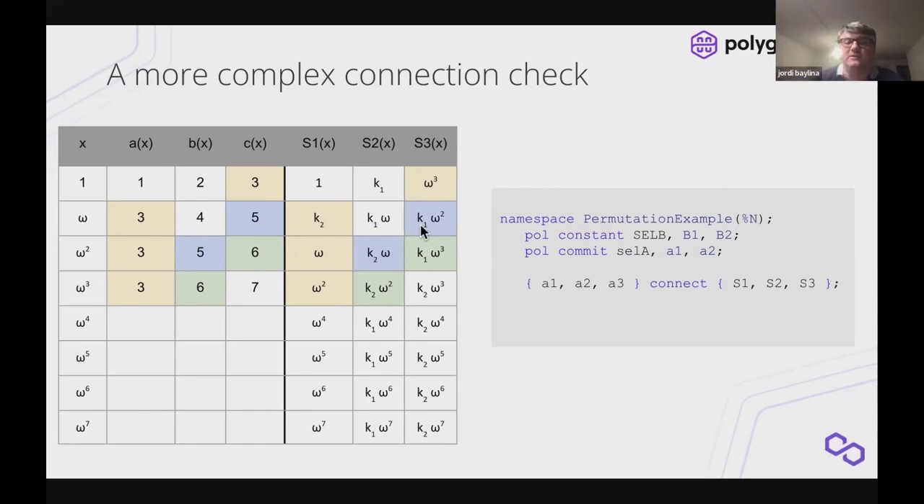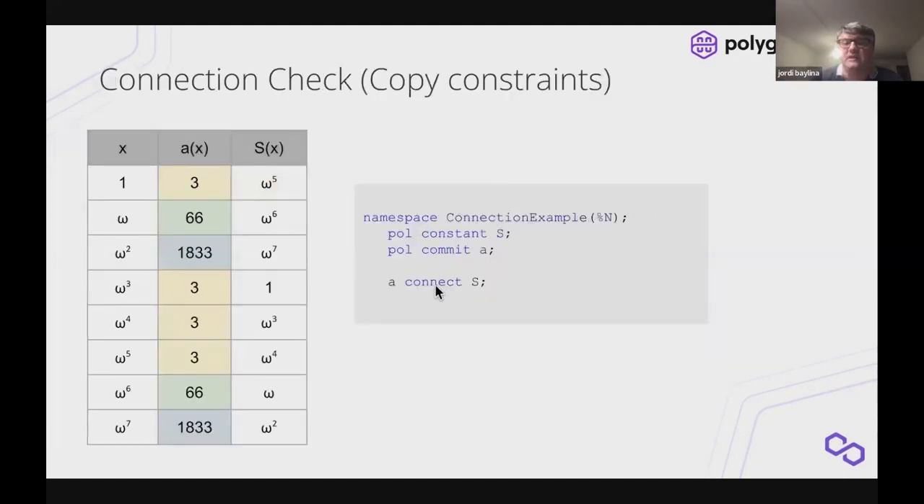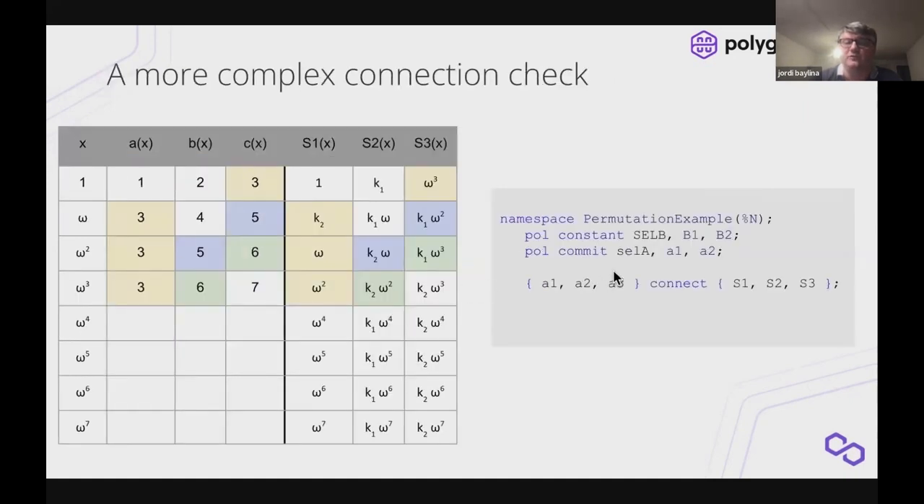Okay. How do I write that in PIL? What I'm saying in this case is A connects S, or if I have multiple columns, that A1, A2, A3 connect with S1, S2, and S3 respectively. So I'm forcing these copy constraints. This is copy constraints.